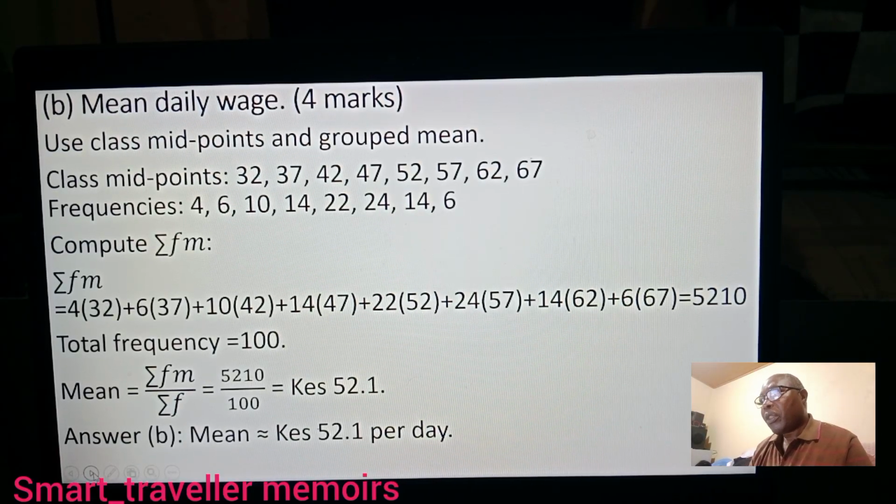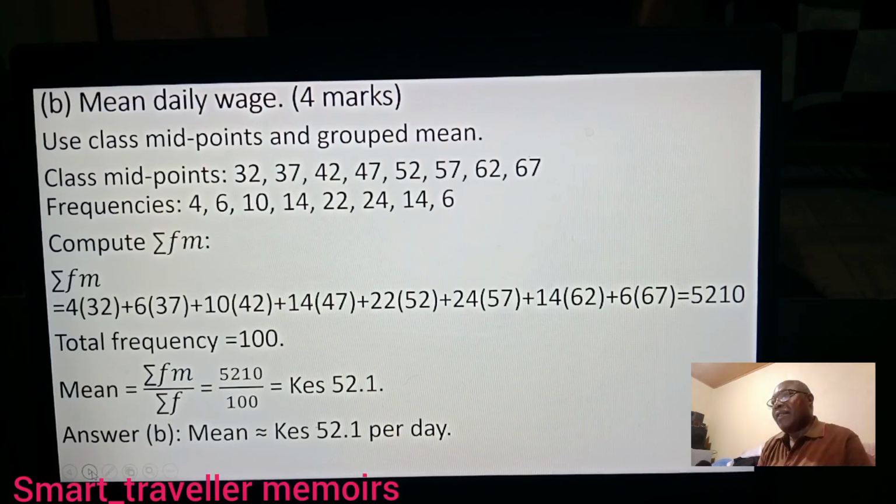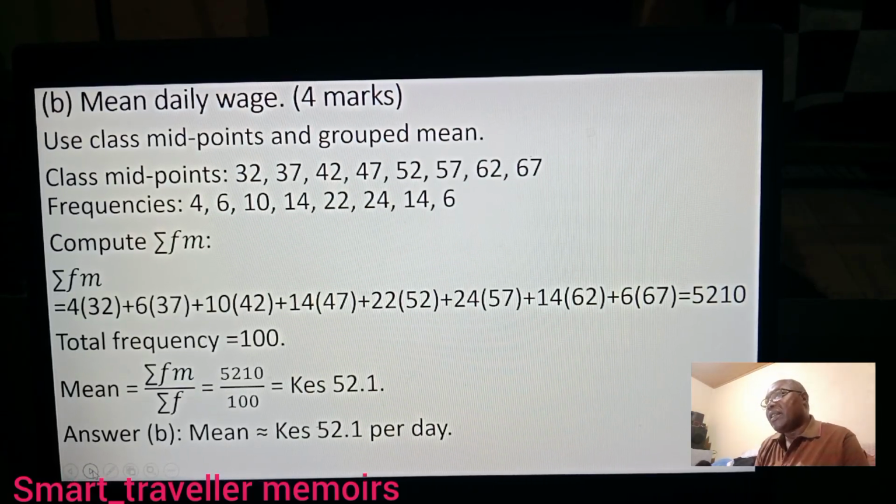So we use class midpoints and grouped mean. So I want to explain the mean daily wage now, just simplified. Class midpoints, the way we calculated, you add the lower boundary to the upper boundary, and you get 32, 37, 42, 47, 52, 57, 62, and 67. Frequencies are 4, 6, 10, 14, 22, 24, 14, 6.